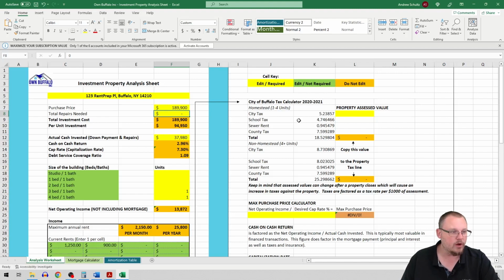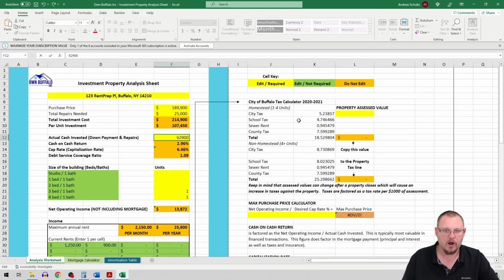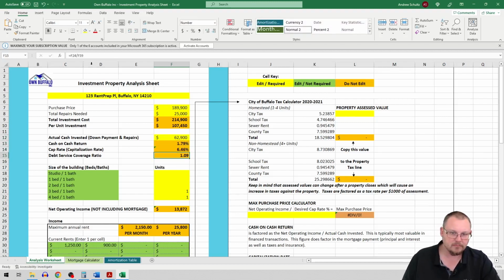Well, let's say that we're going to go ahead and spend the $15,000 in the kitchen in the one unit, as well as $10,000 in that bathroom. So we're going to say we're going to spend $25,000 in total repairs. This obviously increases our cash invested. We are at $37,900 right now. We're going to add $25,000 onto that, which gives us our new cash invested of $62,900.